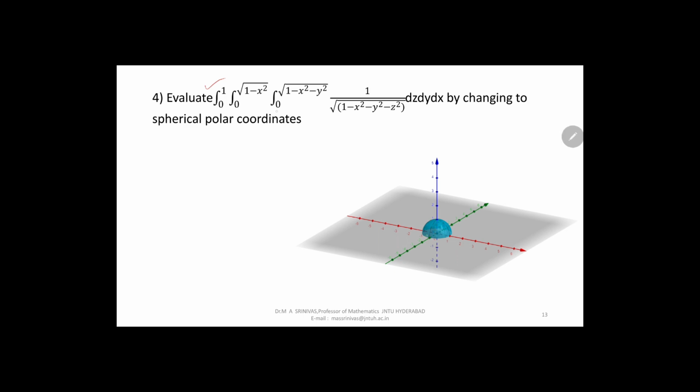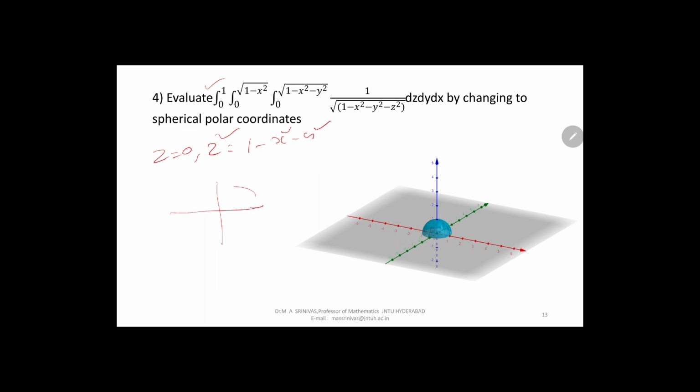Okay. Now, what are the limits for z? z varies from 0 to z equal to root over 1 minus x square minus y square. If I square it, z square is equal to 1 minus x square minus y square, or x square plus y square plus z square is equal to 1, which is a sphere. That too, he has given z equal to root over 1 minus x square minus y square, meaning only the positive side. And y is from 0 to root over 1 minus x square.